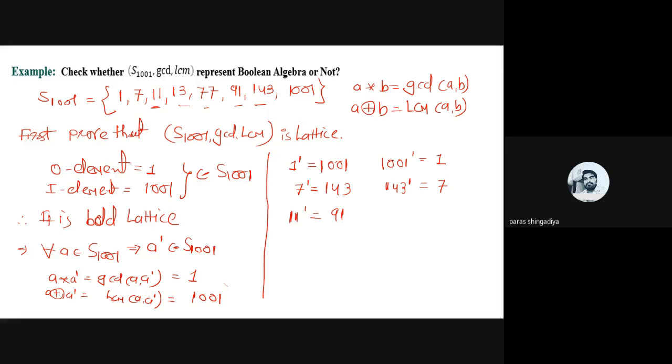So what is the GCD? GCD is equal to 1. And what is the LCM? LCM will be 1001. When we take the product of 11 into 91, you will get 1001. Clear? So 11 dash is equal to 91 and 91 dash will be 11. Okay, they are complements of each other.